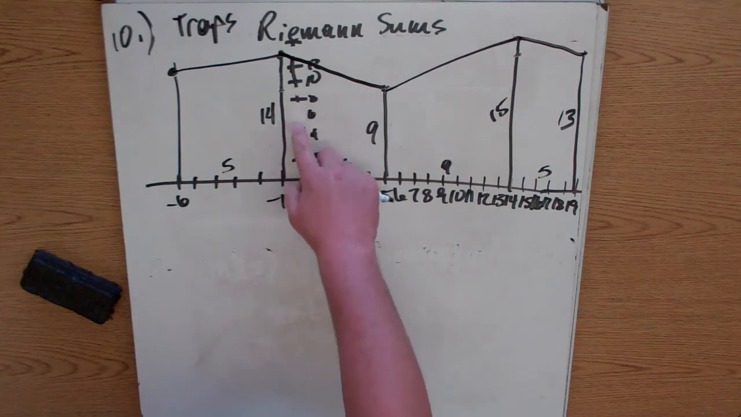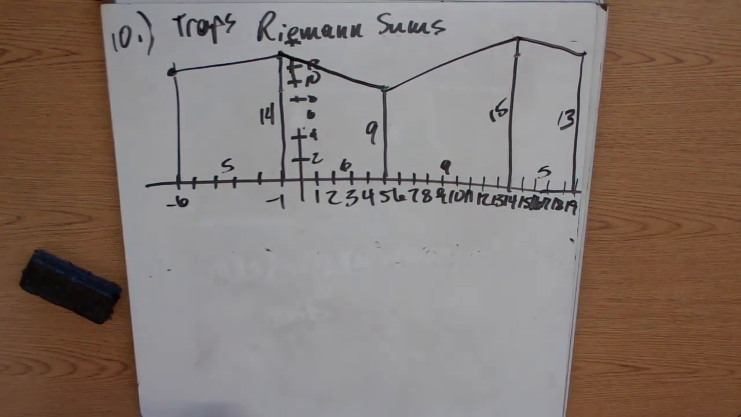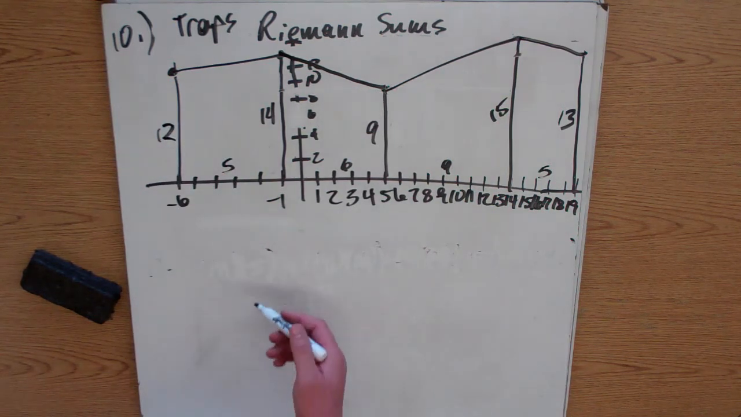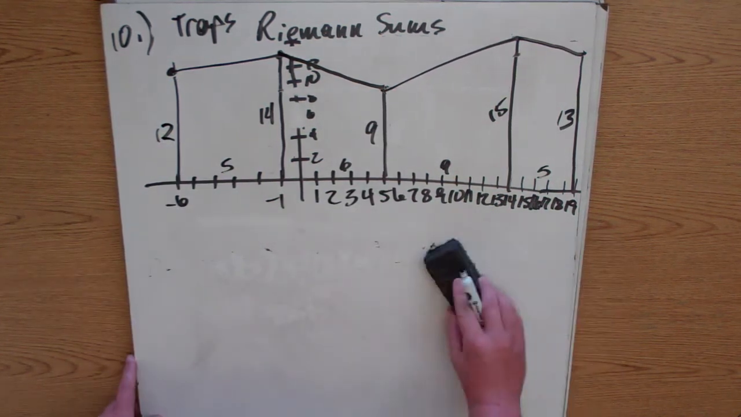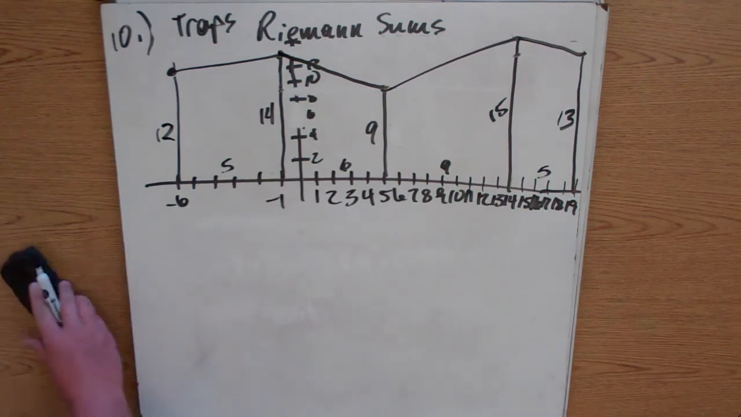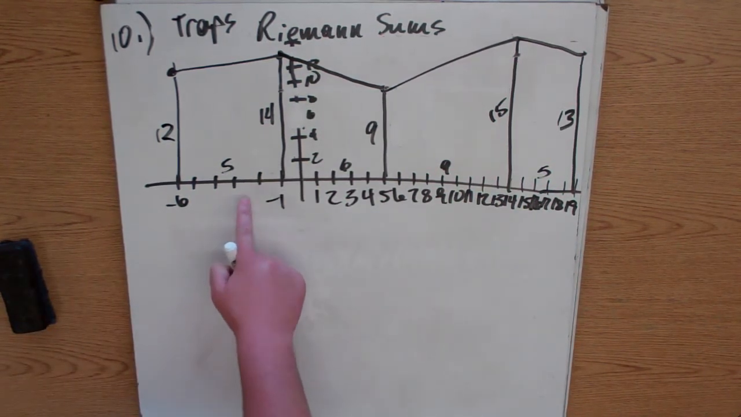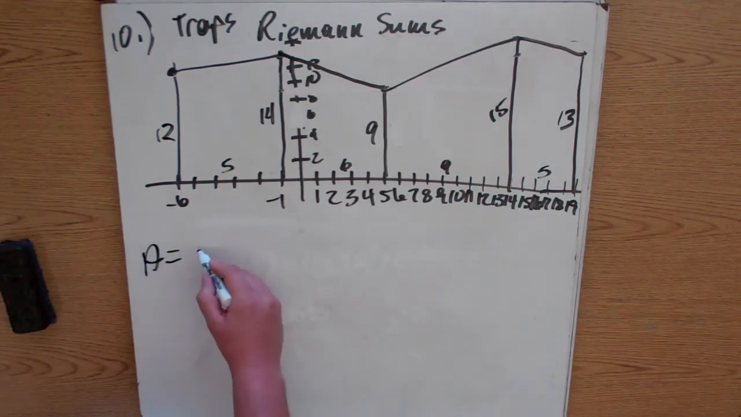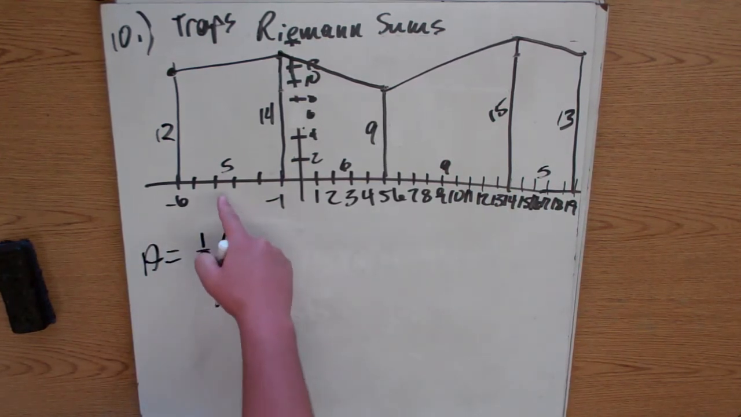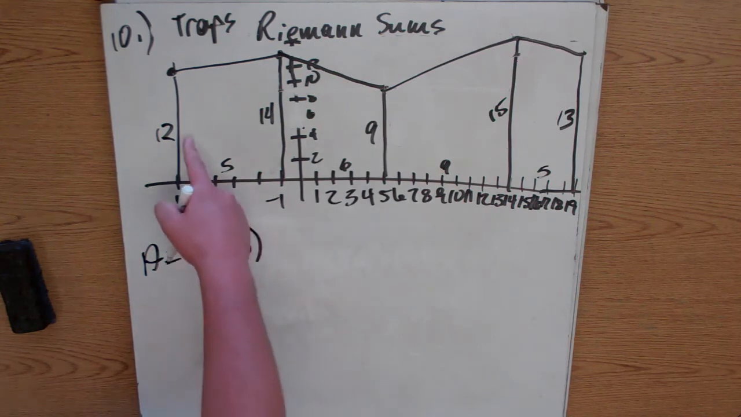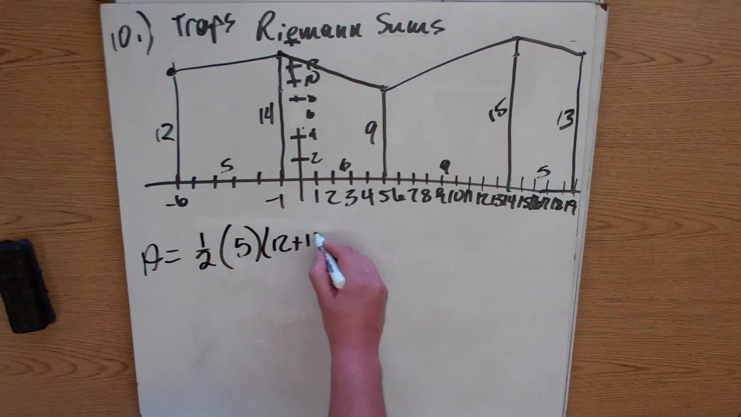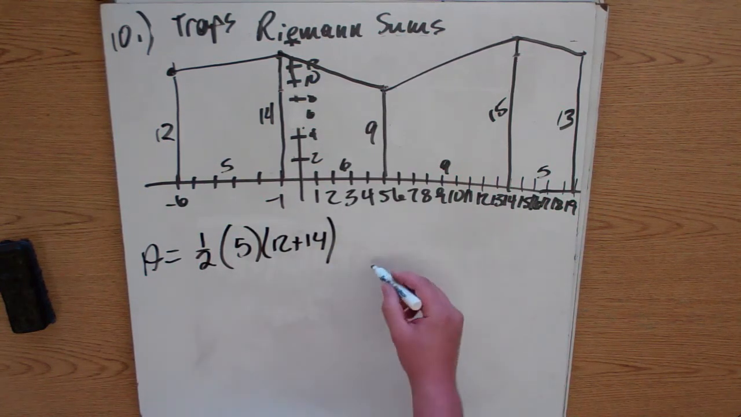And of course, we know the heights of all these. The only one we need to write down the height for is this one, which is 12. All right? And we know the formula for area of a trapezoid is 1/2 the sum of the two bases. We'll use the widths here as the height. So the area is going to be 1/2 the height, 5, times the sum of the bases, which for this first one is 12 plus 14. All right, now move on to the second one.